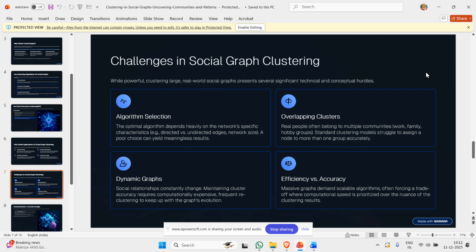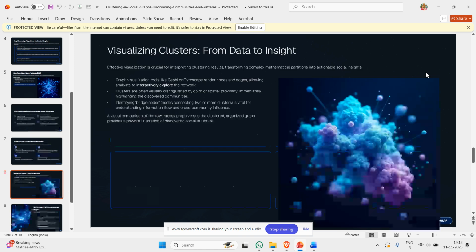Efficiency versus accuracy. Massive graphs demand scalable algorithms, often forcing a trade-off where computational speed is prioritized over the nuance of the clustering result.